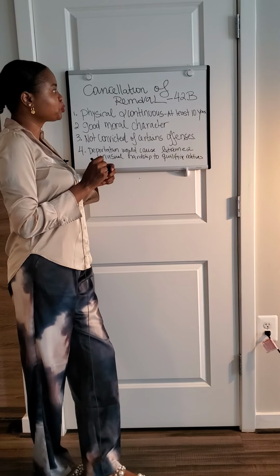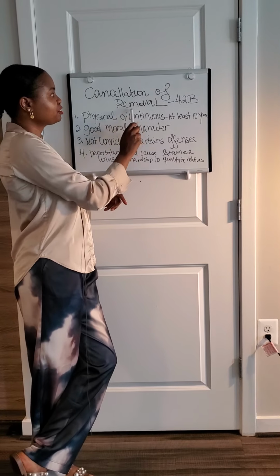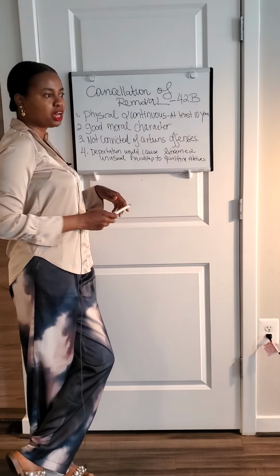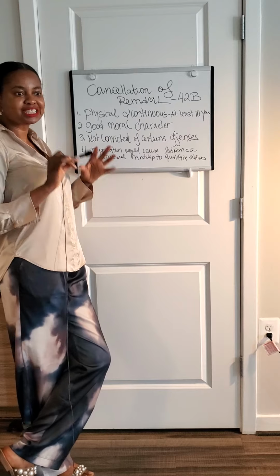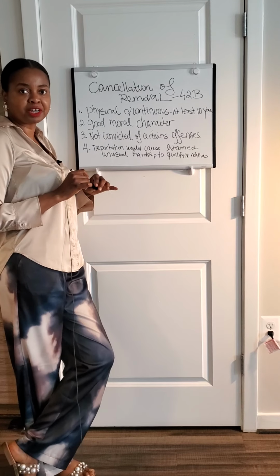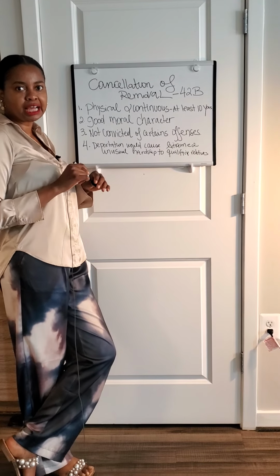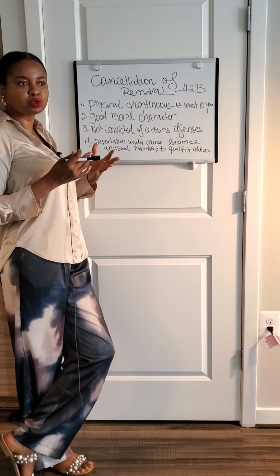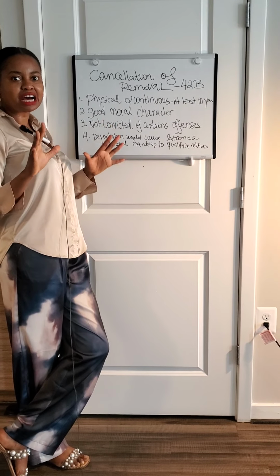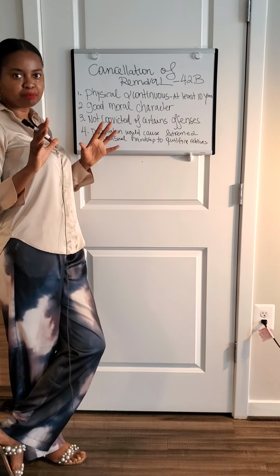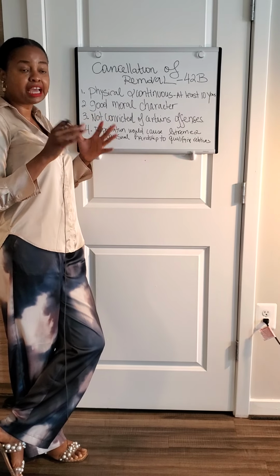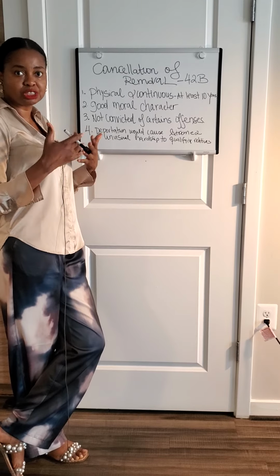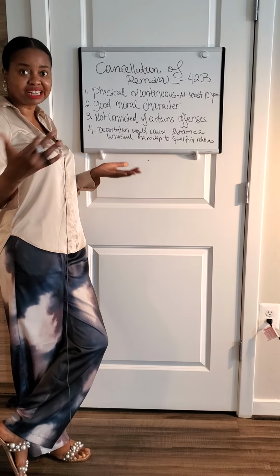Cancellation of removal. We are going to be talking about cancellation of removal 42B, okay? Because cancellation of removal is the most difficult type of relief to win in court. And the reason being, it's because we have only 4,000 visas available that can be allocated to people who actually win. That's why people wait on the line.